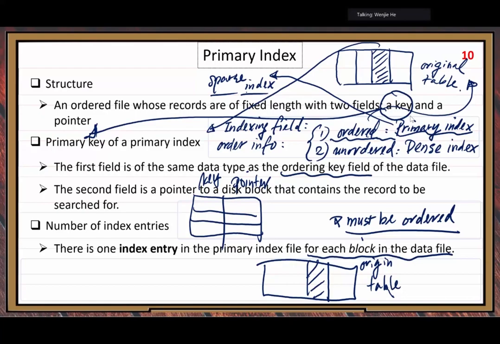Sparse means you do not need to store the information of all the rows. You can jump. You can store the position of the row information in a sparse way, not a dense way. Dense way means you need to store the location information for all the rows. You cannot miss one. In the sparse way, you can save.